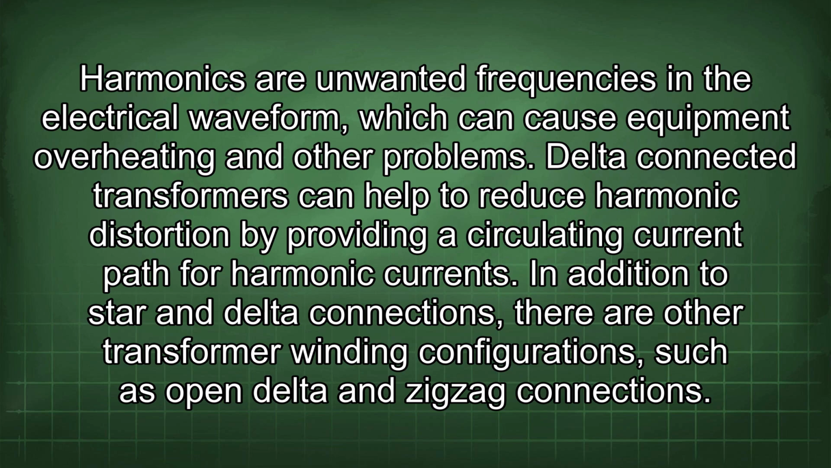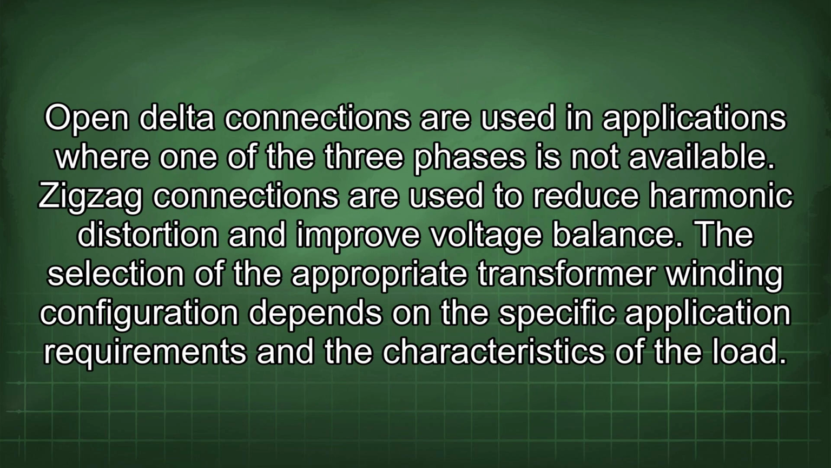In addition to star and delta connections, there are other transformer winding configurations, such as open delta and zigzag connections. Open delta connections are used in applications where one of the three phases is not available. Zigzag connections are used to reduce harmonic distortion and improve voltage balance. The selection of the appropriate transformer winding configuration depends on the specific application requirements and the characteristics of the load.